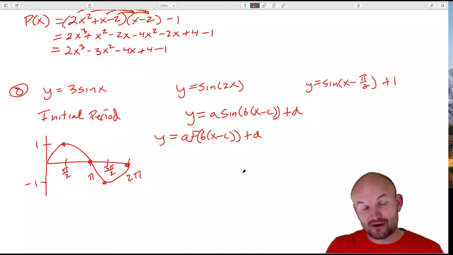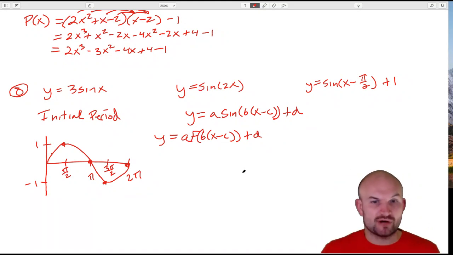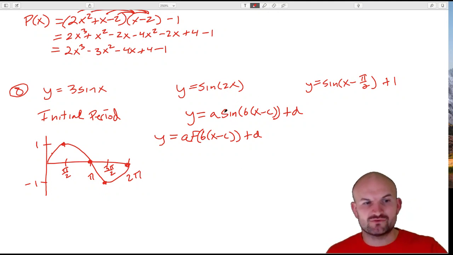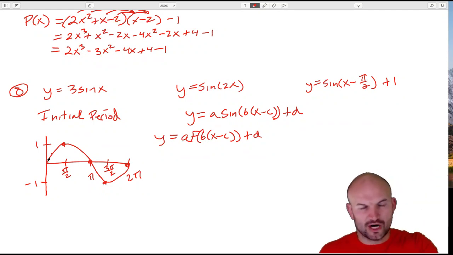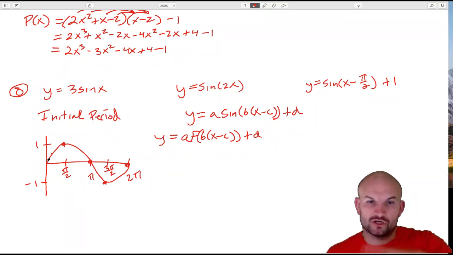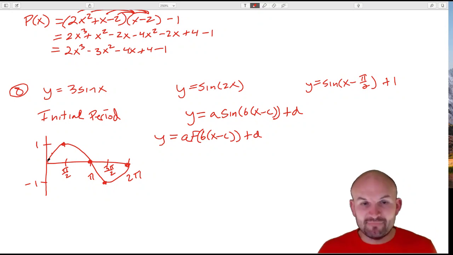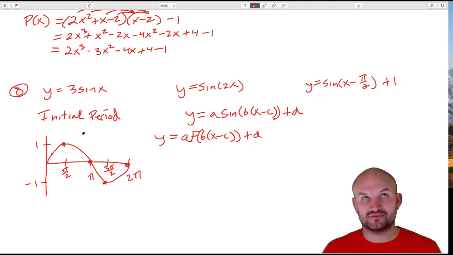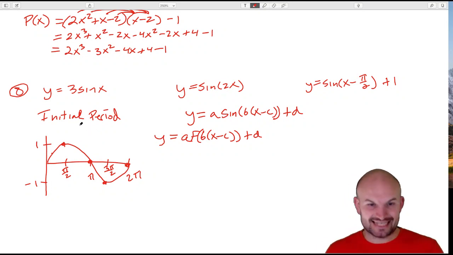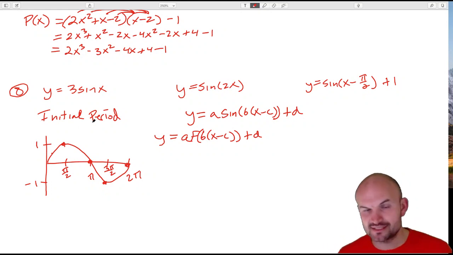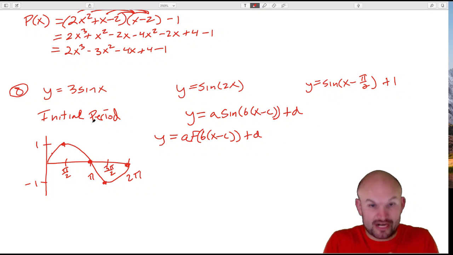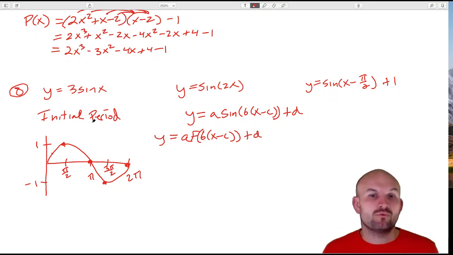So A, if you remember from our functions, A was a vertical stretch or compression, which happens with sine too, but what that actually does for sine is it changes what we call the amplitude, basically how high the graph is going to go from up to down, not including any vertical shifting. A reflects about the x-axis. Okay, so a vertical stretch and compression as well as a reflection about the x-axis. Where B was a horizontal stretch or compression and a reflection about the y-axis.